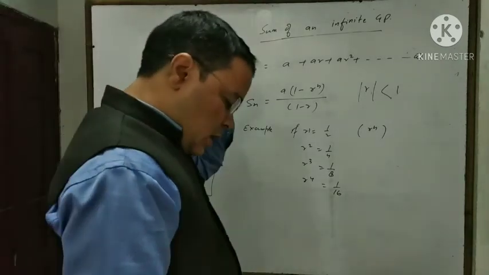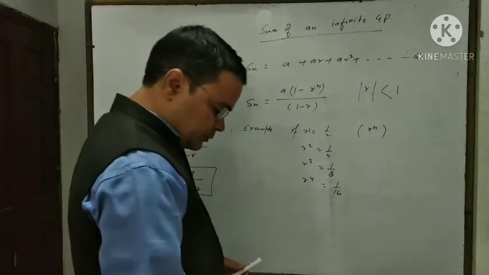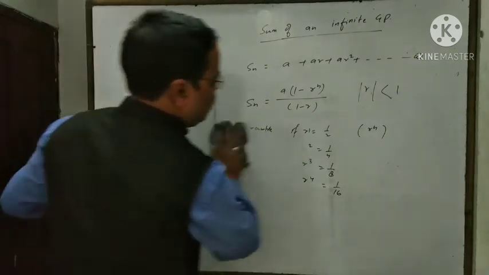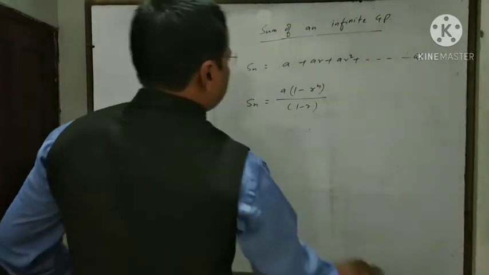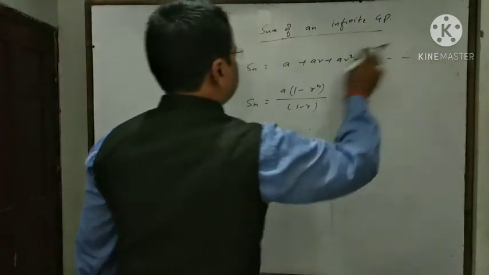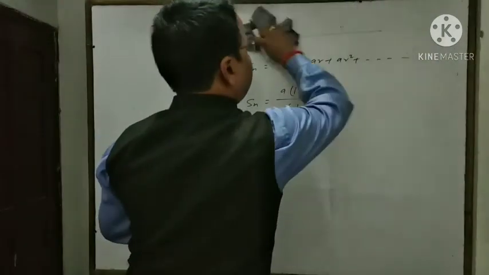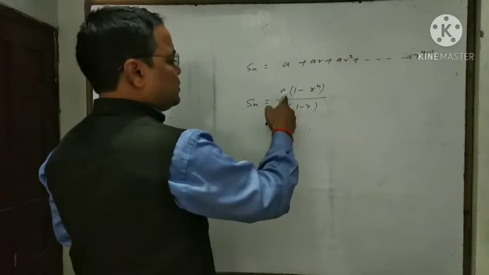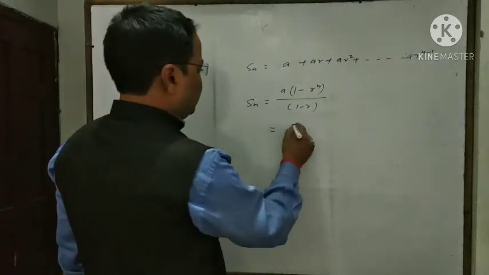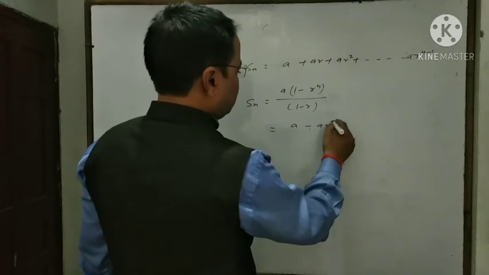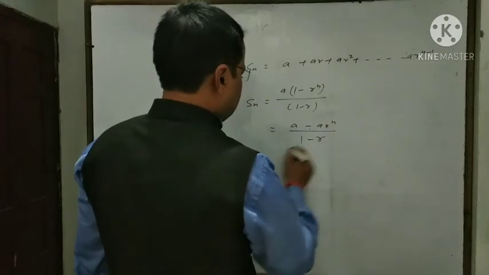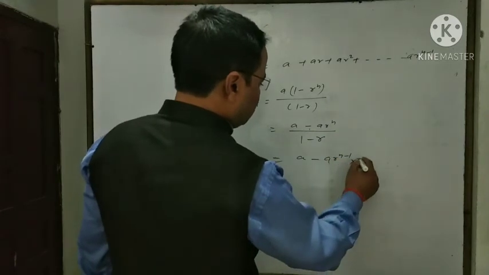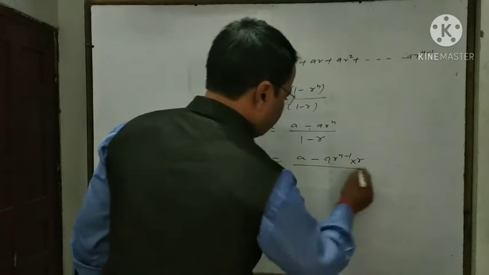One more thing left. From here, let this be a finite GP, a, ar, up to ar to the power n minus 1. Sn is equal to, if we multiply, we get a minus ar to the power n upon 1 minus r. It will be a minus ar to the power n minus 1 into r. Simply we can write upon 1 minus r.